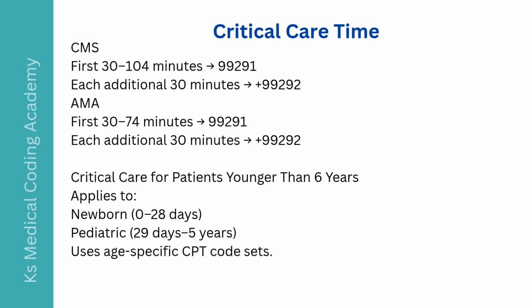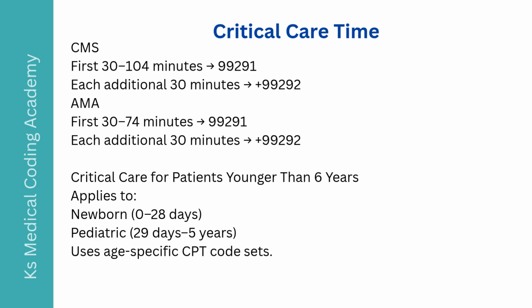Time reporting varies slightly between CMS and AMA guidelines. Both use CPT code 99291 for the initial critical care period and add CPT code 99292 for each additional 30 minutes when appropriate.